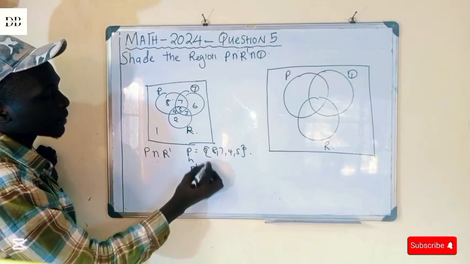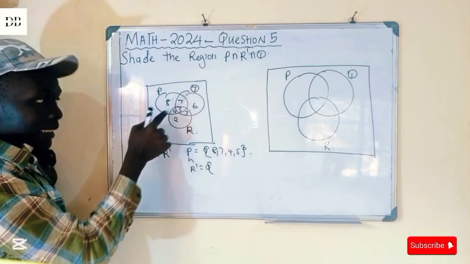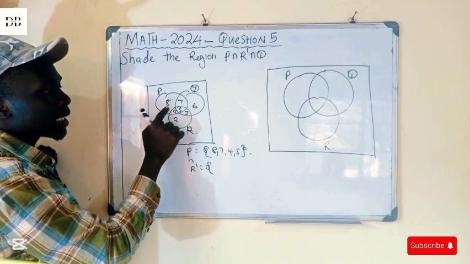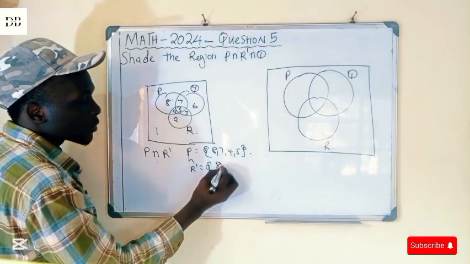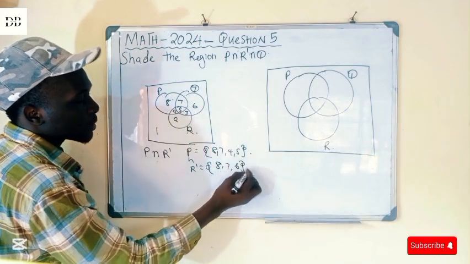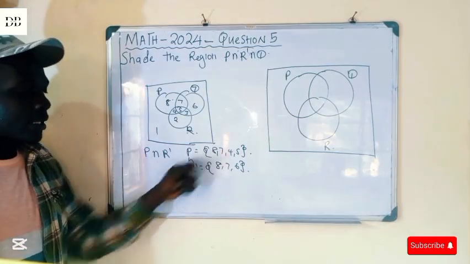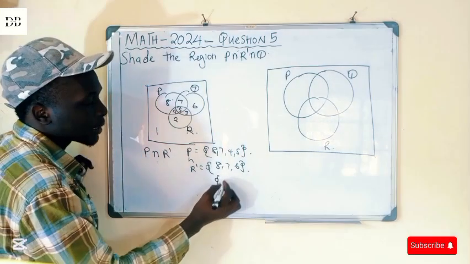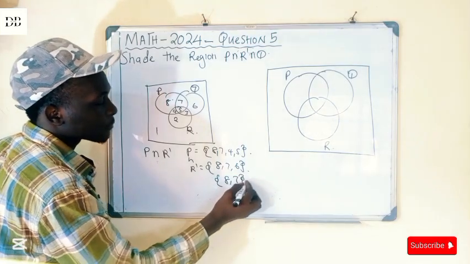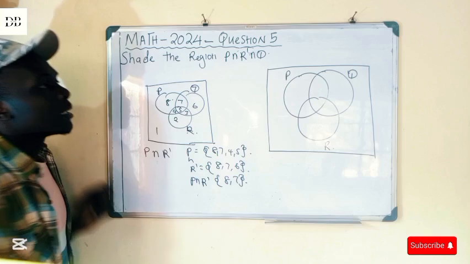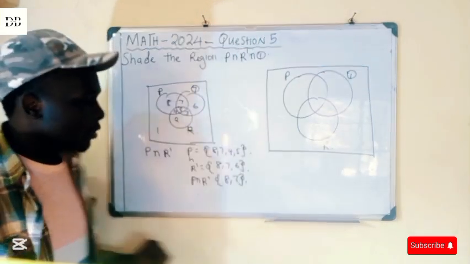Intersection R complement. The values found in R complement are the values not found in R, which is 8, 7, and 6. So we have 8, 7, 6. We now look at what is common in these two sets. We have what? 8 and 7. This is our P intersection R complement. Now we have to intersect this with Q.